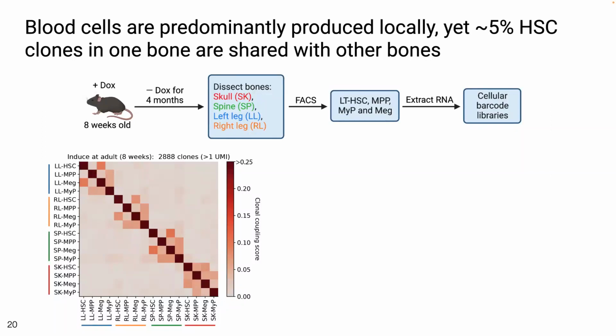We can see that in this data, the first letter is the bone origin, and the second letter is the different populations. You can see the lineage coupling between different bones is very well separated. What does it mean? It means that within the same bone, the blood cells share similar lineages, but for different bones, the lineages are very different. This means that the blood cells are produced locally.